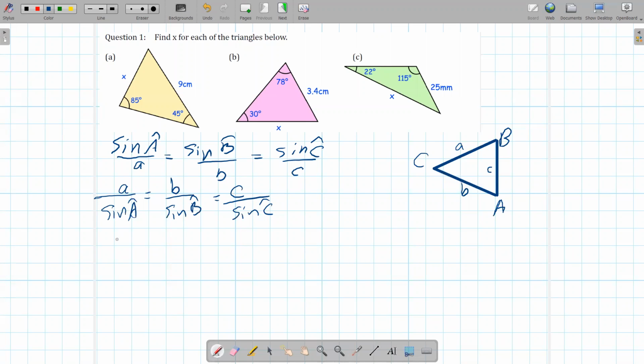For the first question, we need to determine the value of x. Simply, we will use the rule: A over the sine of the opposite angle, which is 45. So A over sine 45 equals 9 over sine 85. After that, A equals sine 45 times 9 over sine 85.